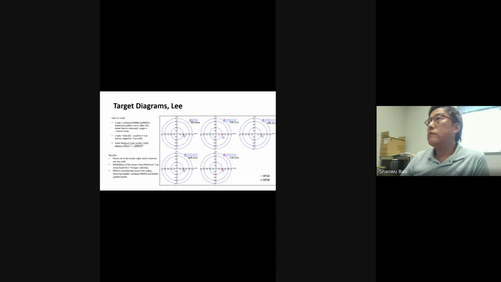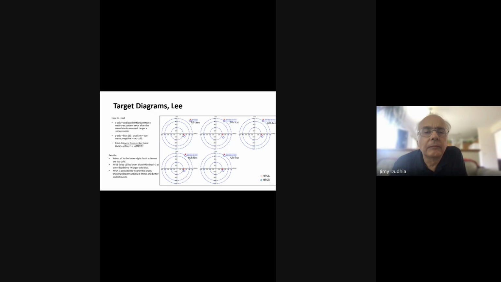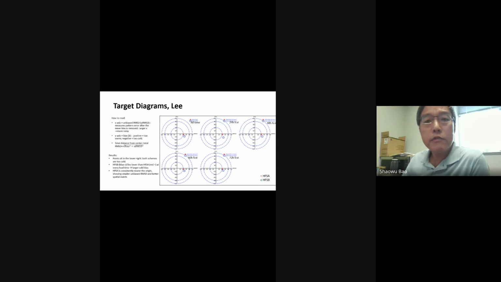The target diagram shows the bias and the change with time. So it isn't really changing much with time. Yeah, there's no clear pattern. Right, it's the bias and the time. And this is for Lee, and let's see it for Idalia. It seems the bias is actually smaller for longer forecasts.